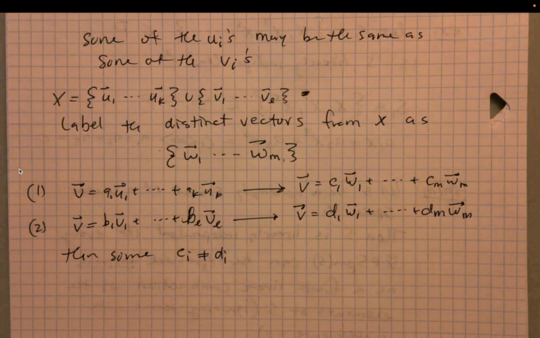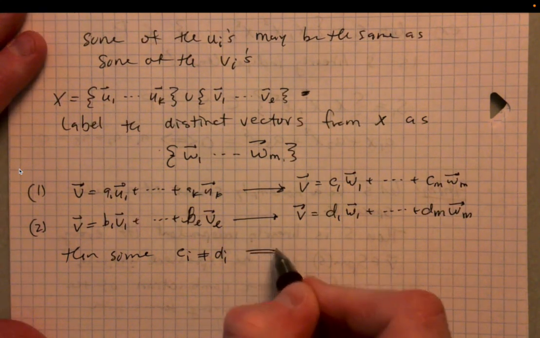Okay. Right, some ci, di is different. Maybe all of them are the same except for one. That's possible, right? But somewhere there's a difference. Okay, and let's see what that gives us then.